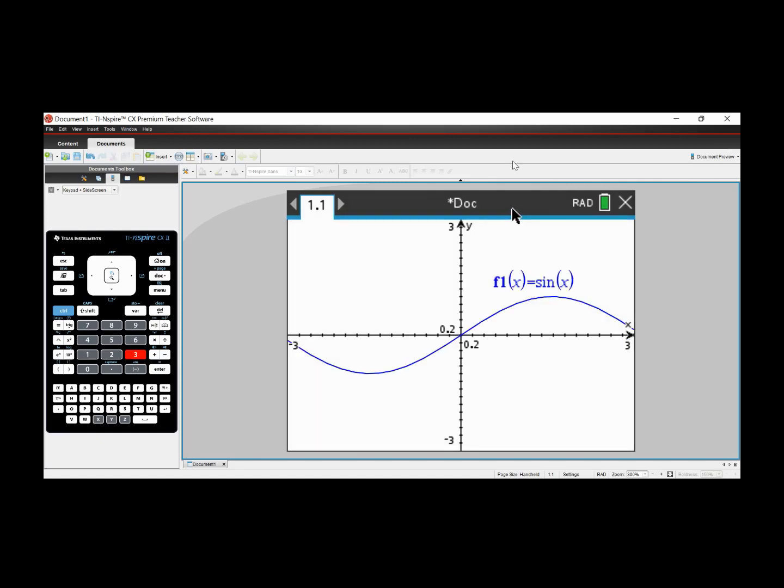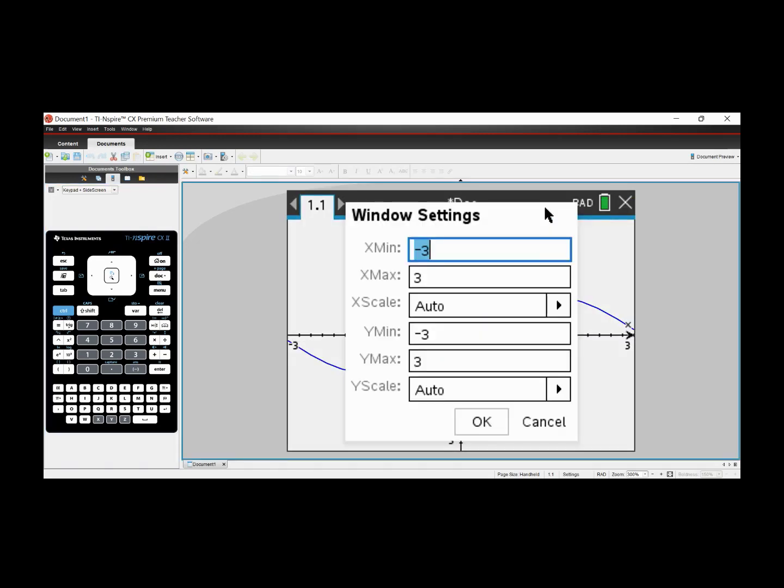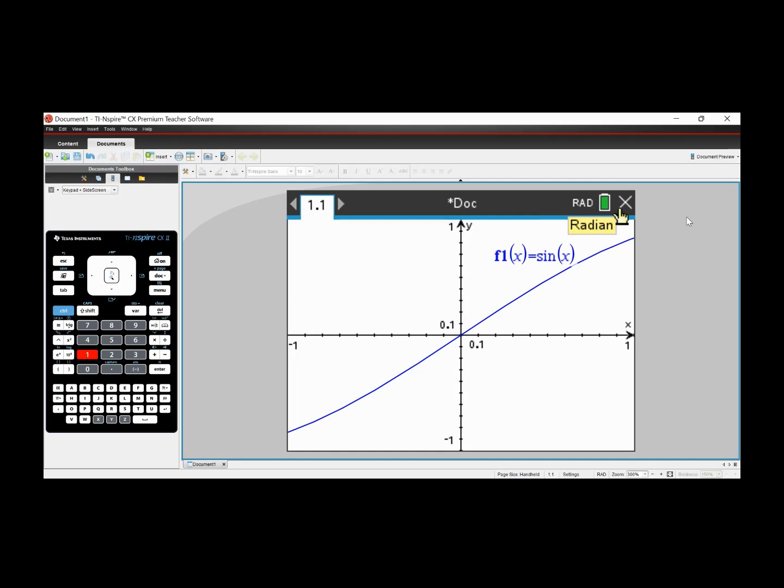Okay, now we're looking at just a little bit, not even a whole complete cycle of sine curve, right? Because it would have to go to 3.14. All right, so we've zoomed in a little bit. Let's do that again. So I'm going to window zoom, window settings. This time I'm going to go from -1 to 1 and -1 to 1. Look at how it's straightening out. Now you can only see a slight curve here and here.